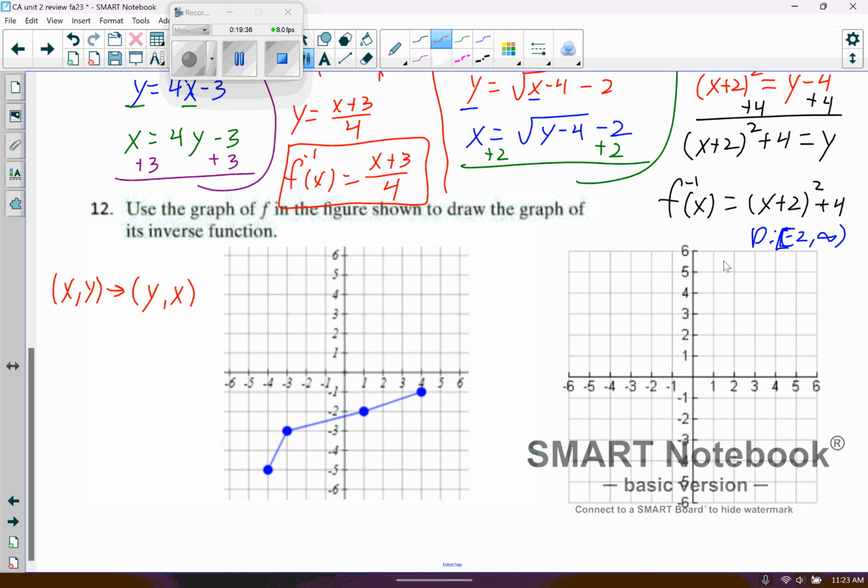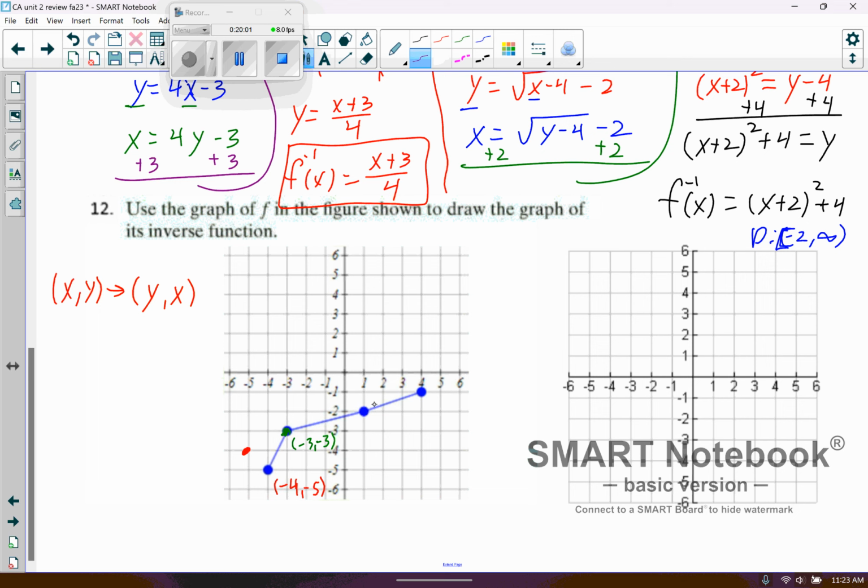If you want to graph the new function, you're just going to take these ordered pairs. So let's see, this was at -4, -5. Now we're going to put it at -5, -4 down here. And then let's see, this point right here was at -3, -3. Well, guess what? When you swap them, it stays at -3, -3. So that point's going to stay there.